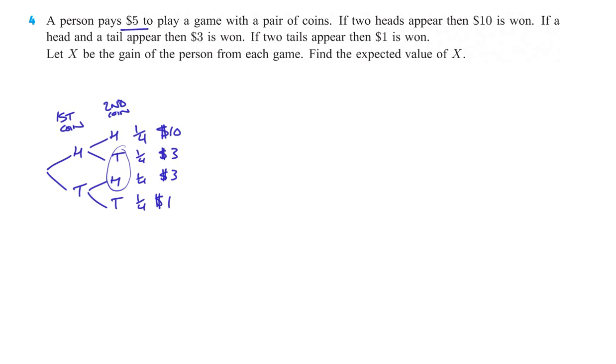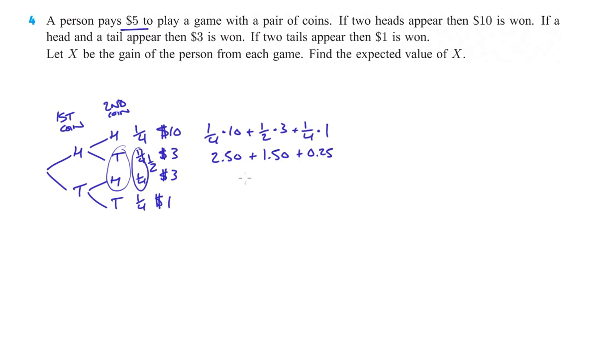So let's find the expected return. Really we can do these all together. We could actually just combine these 2 quarters together to get 1/2 times 3. So it's really 1/4 times 10 plus 1/2 times 3 plus 1/4 times 1. So 1/4 of 10, that's $2.50. Half of 3 is $1.50. And then 1/4 of 1 is 25 cents. So we add those together, and that's $4.25, right?